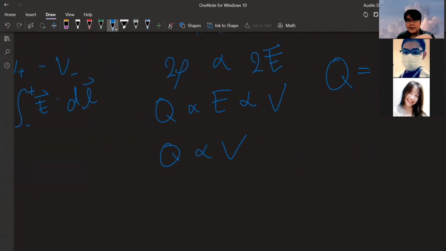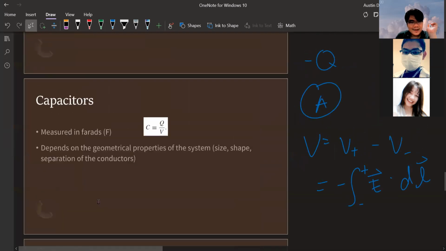We have Q will be defined as C times V. Okay, dahil si Q ay proportional kay V, gagawa ko ng something na constant C. Para malaman ko yung relationship nilang dalawa. So C yung variable na mag-hold ng mga anything else. So si C, tinatawag natin siyang capacitance, capacitor yung object. And then C is measured in farads, named after Faraday, of course. And then this C depends only on the geometrical properties of the system. That is, yung size, shape, and separation of the conductors.